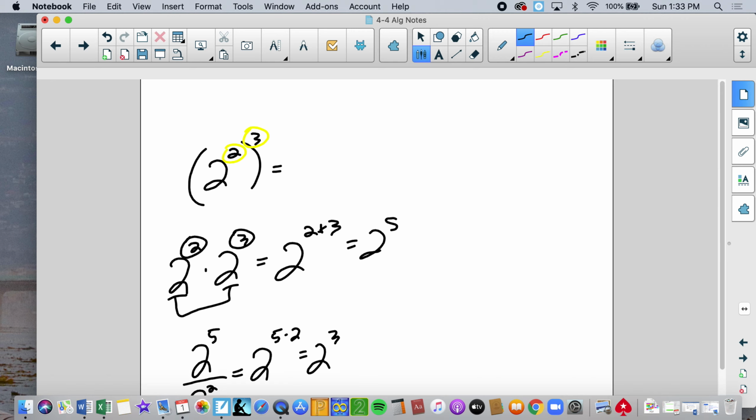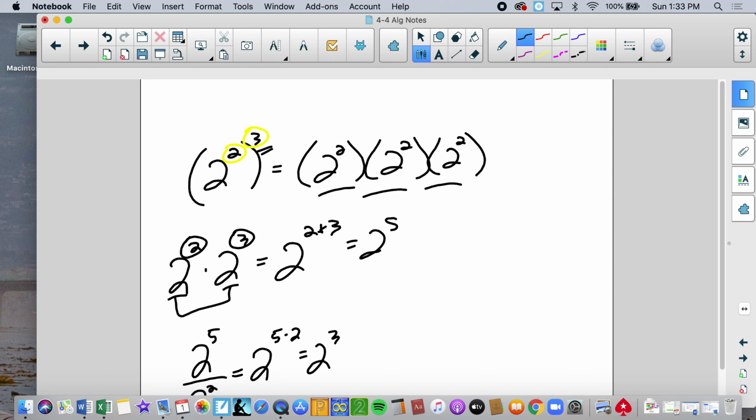And now when we have a power of a power, think about that. That's 2 to the second. That's the base of this exponent. The base of the power of 3 is 2 to the second. So we would have that 3 times, right? 2 to the second, 3 times itself. Well, this is 2 times 2, and this is 2 times 2, and this is 2 times 2. So how many? We have 3 sets of 2 times 2's. So that's going to be 2 to the sixth. So when we have a power of a power, we are going to multiply those exponents to get 2 to the sixth.